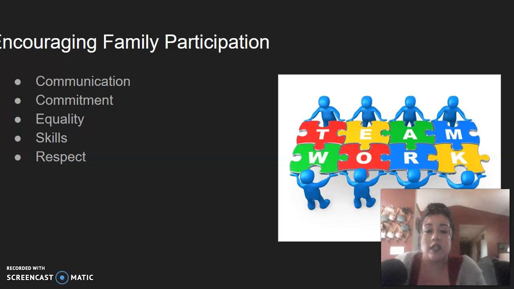And respect. We need to address them with Mr. or Mrs., communicate respectfully with their culture, providing those things for our parents so that they all feel comfortable. All of these are just ways to encourage family participation, make sure that they feel comfortable coming to us and are able to communicate with us in their best way possible. They need to know that we respect them.